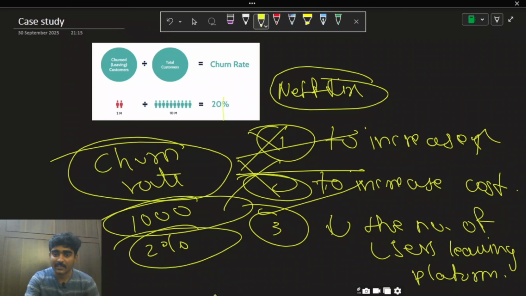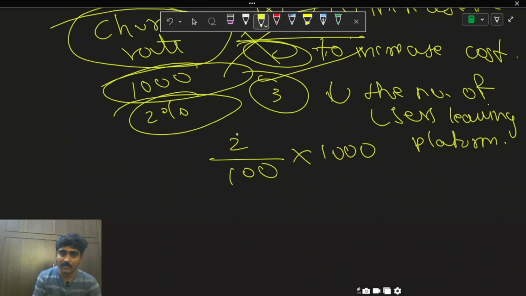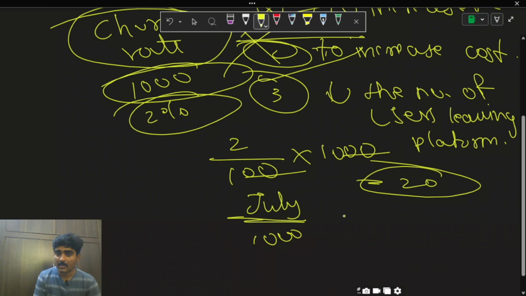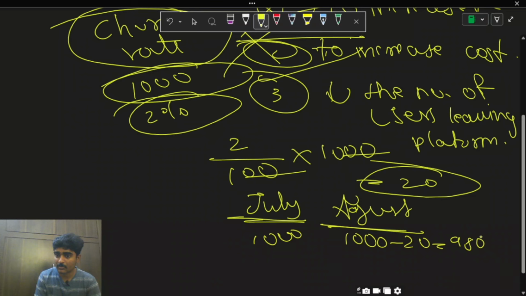Now let us calculate this churn rate. 2 divided by 100 into 1000. As there are 1000 users, we are considering it as 1000. So this comes out to be 20. Means in the current month of July, we have 1000 customers. Now when it comes to the next month, that is August, I am having 1000 minus 20, that is 980 customers.